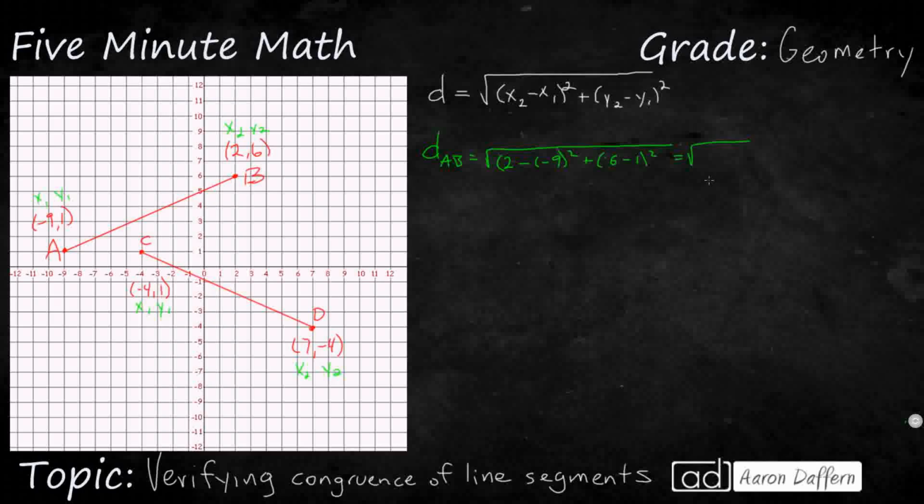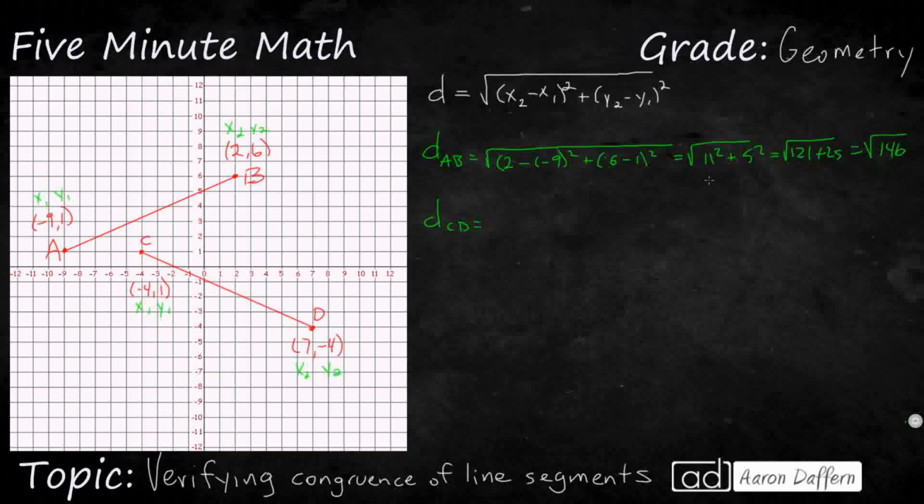So what does that simplify to? Well, that's a 2 plus 9. So that's 11 squared plus 5 squared. So that's 121 and 25. So we're going to call that square root of 146. I'm not going to necessarily try to simplify that because if my distance for CD is also square root of 146, then I know they're congruent. Doesn't matter if I can simplify that anyway.